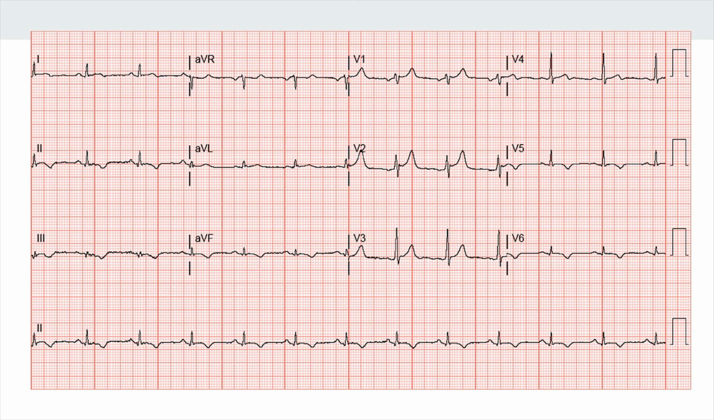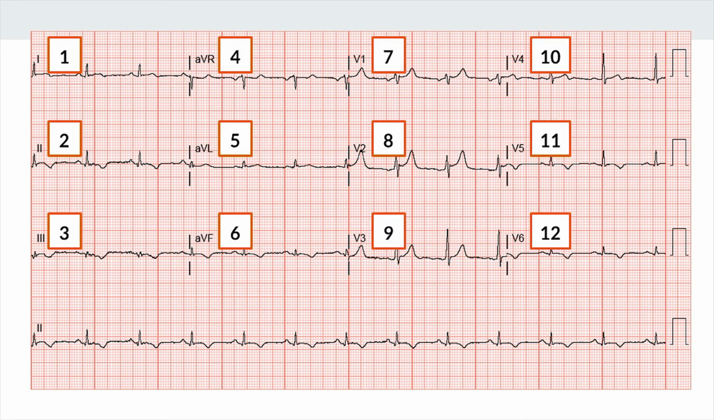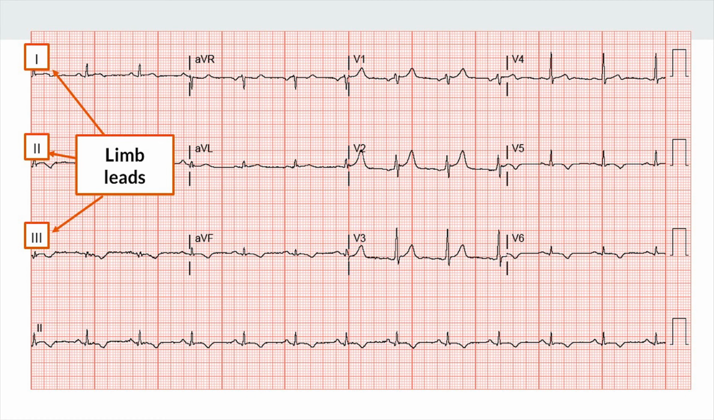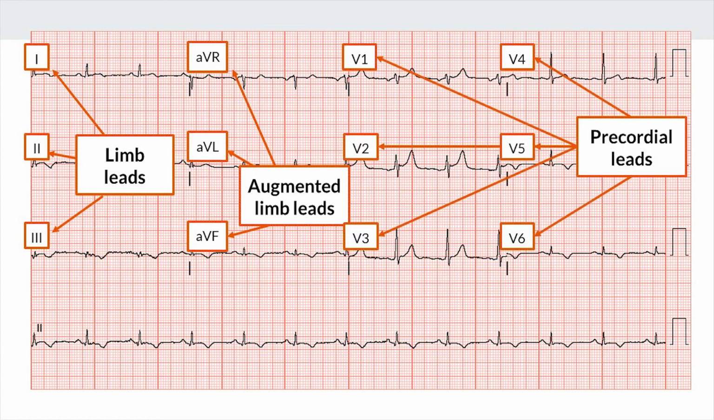So this is probably what you're picturing when someone says an EKG. This is a 12-lead EKG, and we can count all of the leads. 1, 2, 3, 4, 5, 6, 7, 8, 9, 10, 11, 12. Again, the 12 leads are made up of the 3 limb leads, 1, 2, and 3, 3 augmented limb leads, AVR, AVL, and AVF, and the 6 precordial leads, V1 through V6.